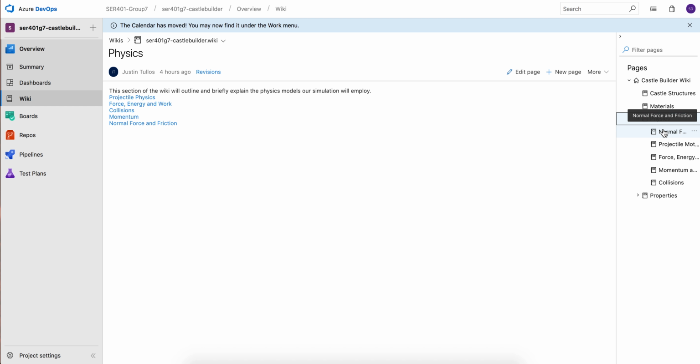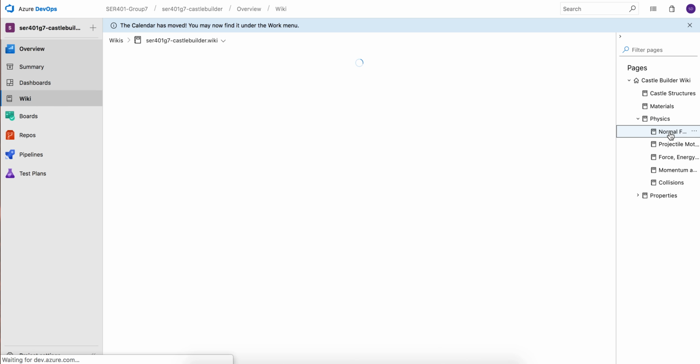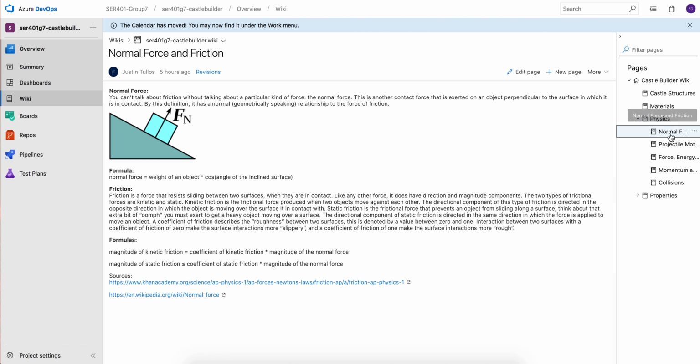Then we have physics, which is a big part of our project. I think we're going to use the Unity physics engine, but we have to make sure that the Unity physics engine matches up with real life. So we have to have a knowledge base of real life physics before we can move on to using the Unity physics base.